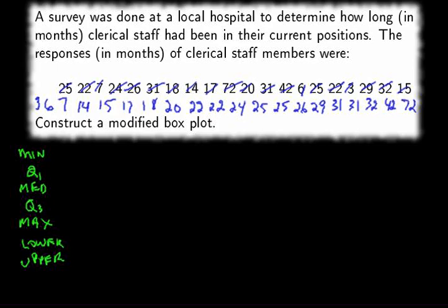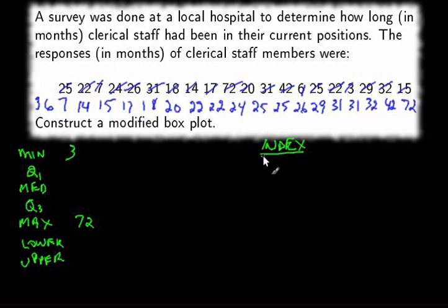Now we can start calculating these numbers, starting with the easy stuff. Let's go with the minimum. We just look at the data, and the minimum value is 3. The maximum value is 72. And now we can start calculating indices.